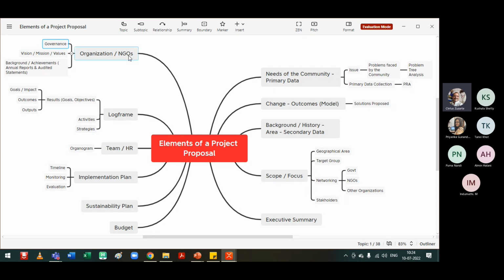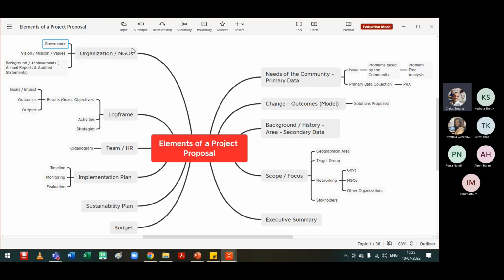Okay. Then in that, you also give other important elements of your NGO, that is the background, your achievements, your audited statements, your annual reports, and all important documents that sometimes can be added to a proposal in terms of supplementary information.